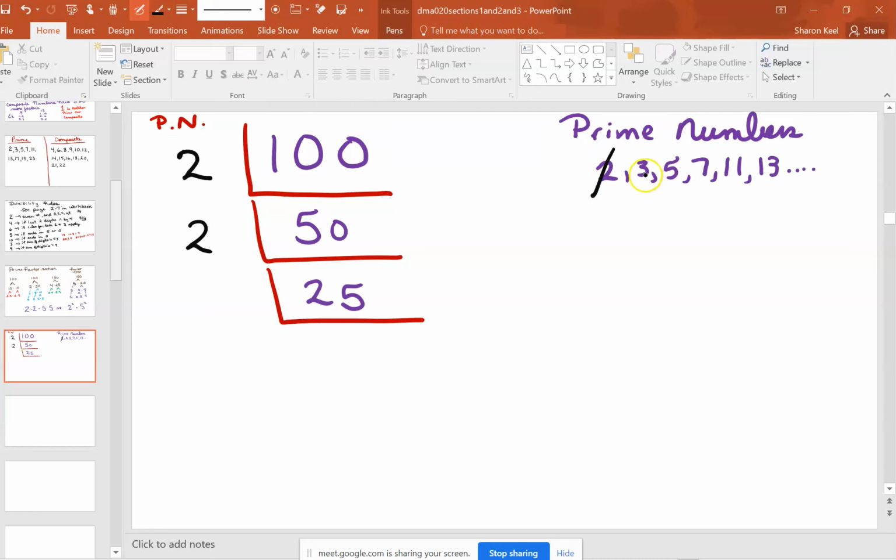I'm going to go to the next number, 3. Does 3 go into 25? 5 and 2 is 7. 7 is not divisible by 3. So no, 3 does not go into it. Does 5 go into 25? It ends in 5 or 0. So yes, 5 will go into it. 5 goes into 25 5 times.